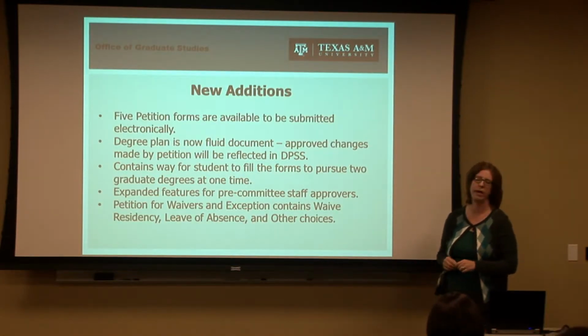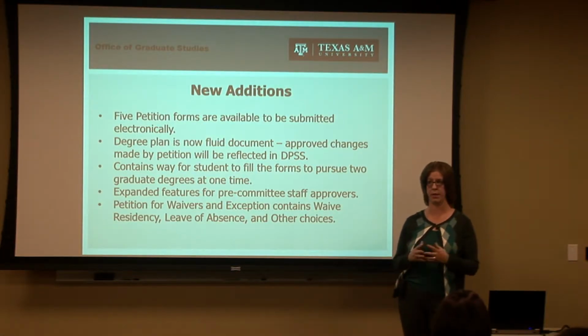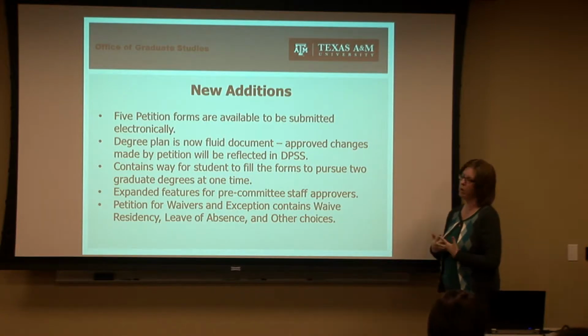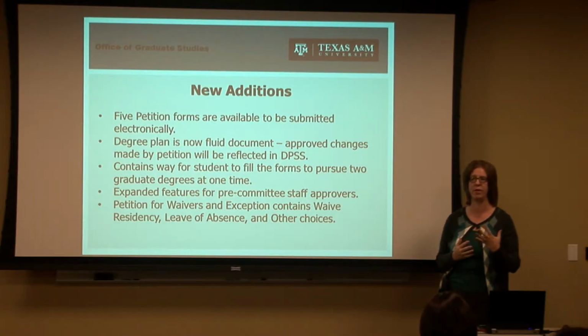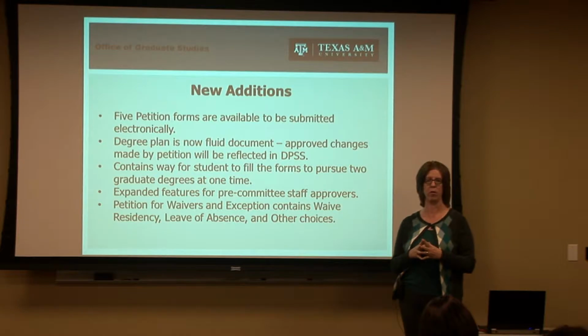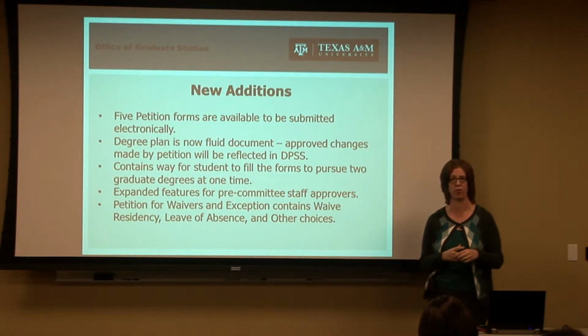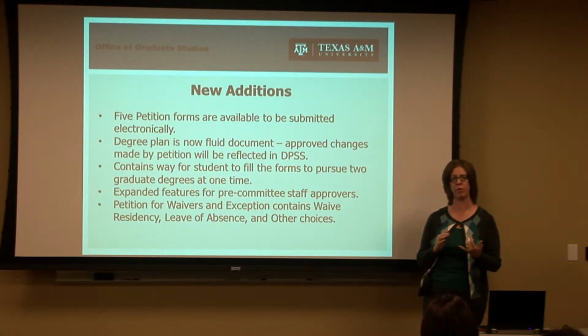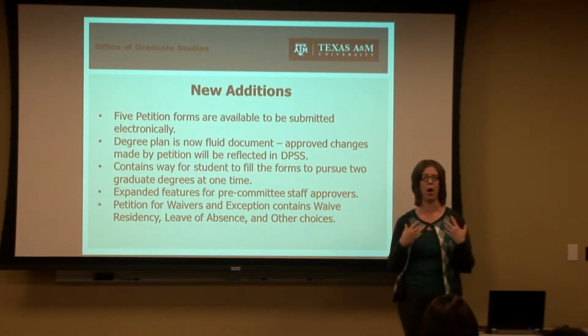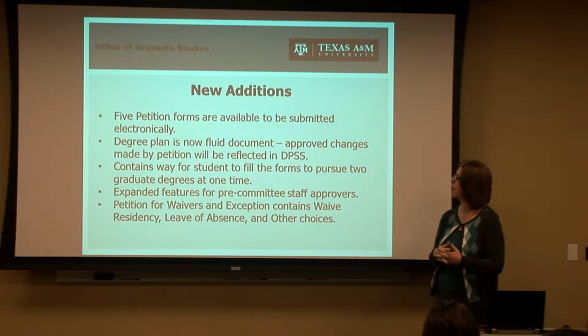So now to highlight the new additions to the system. The first and most important is that the 5 petition forms are now available to be filed through the electronic system. So the student is able to file a degree plan, and then they're able to make changes to that degree plan all through the electronic system.